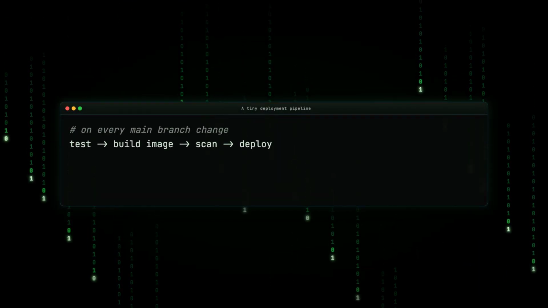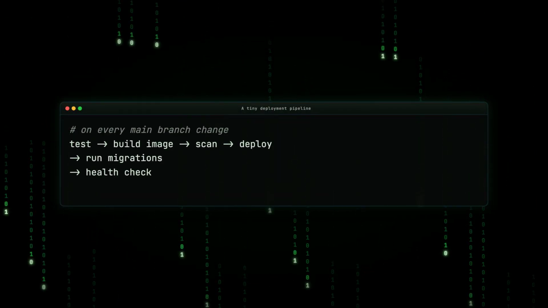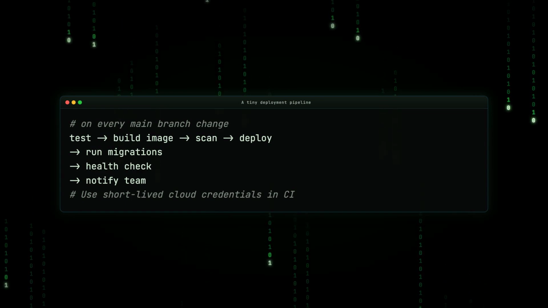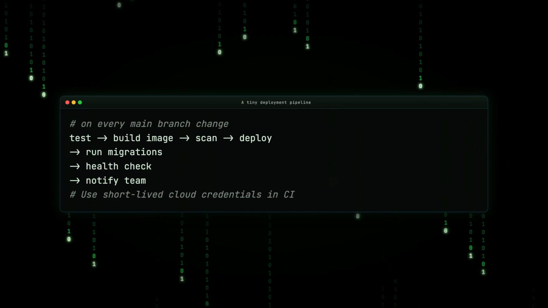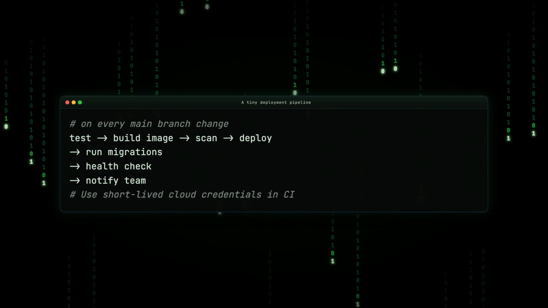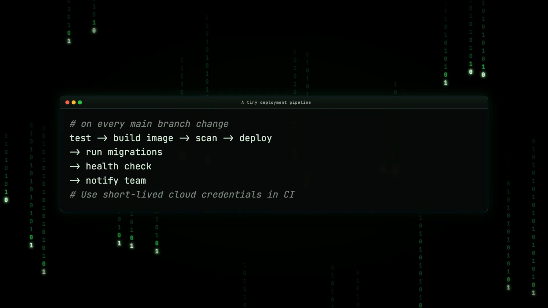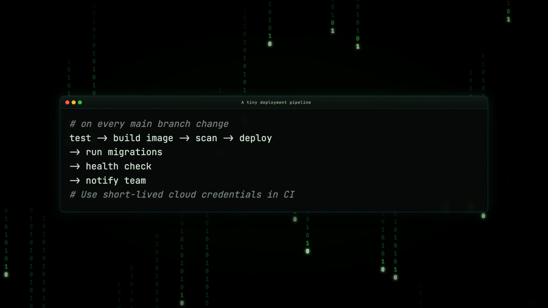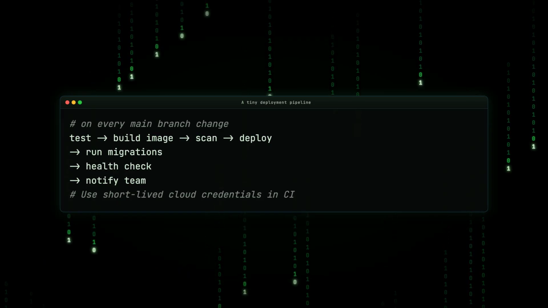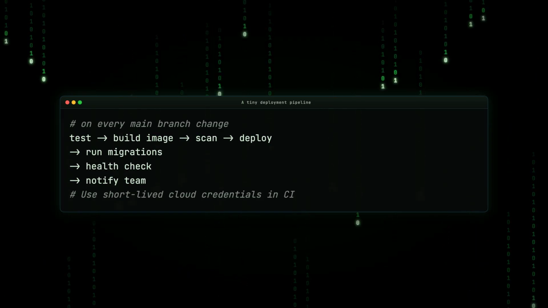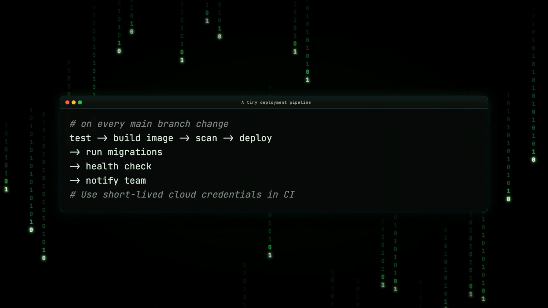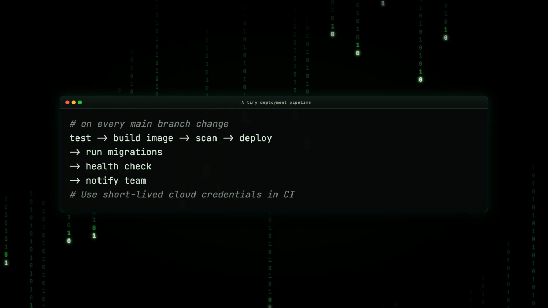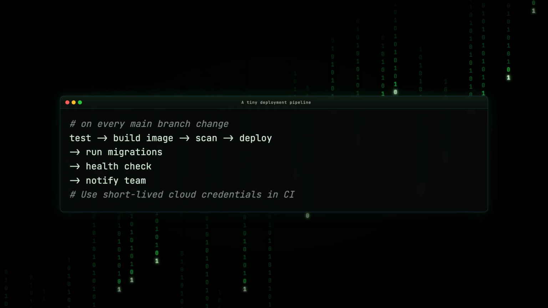Automate deployments once the manual path works. A good small pipeline runs tests, builds an image, optionally scans it, deploys a version, runs migrations in a controlled way, checks health, and notifies the team. Use short-lived credentials through an identity integration instead of saving a permanent cloud key in your CI system. Automation makes deployments repeatable, but it should include rollback and observation, not just a command that pushes code.